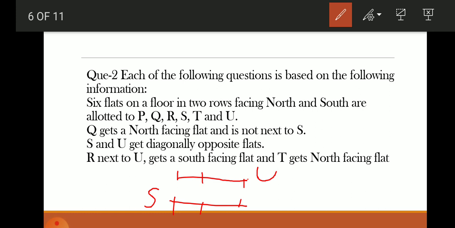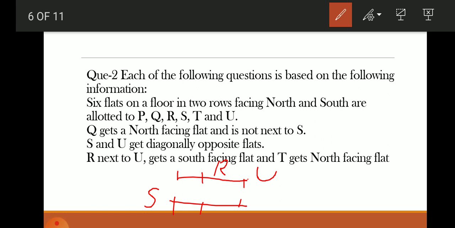Now R is next to U, that means R and U will be closer, therefore I can mark R here. This must be the R flat because these two are next to each other. And T gets a north facing flat. We cannot place T yet because we don't know whether to place it next to S or next to that one. That's why we will keep this sentence for later.